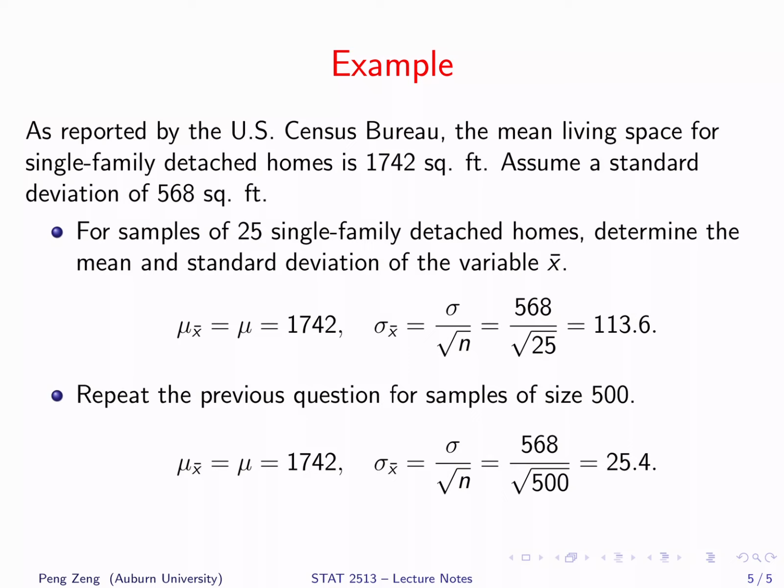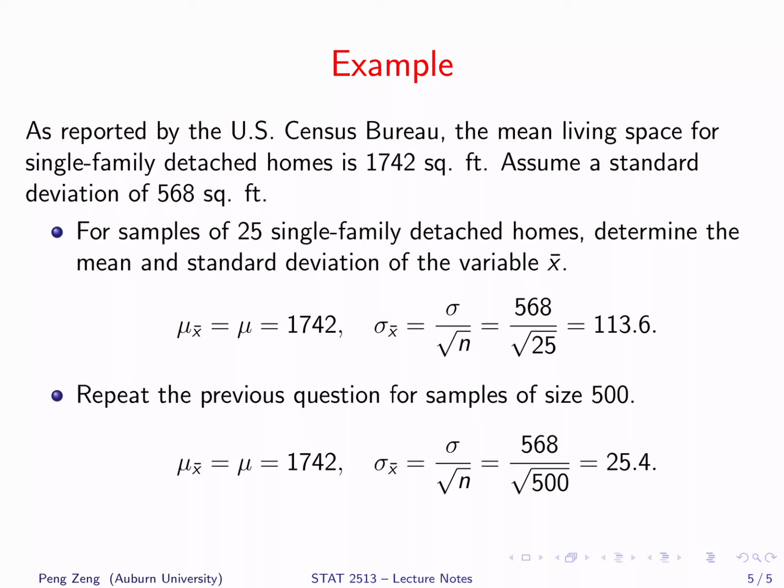The standard deviation of x bar is the population standard deviation divided by square root of n. It is 568 divided by square root of 25. The answer is 113.6 square feet.